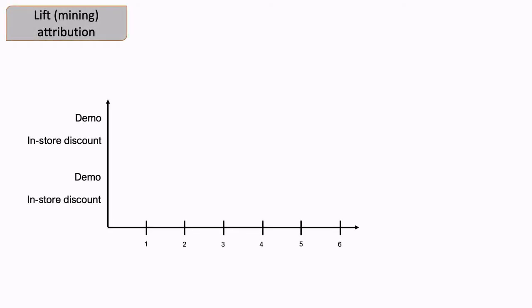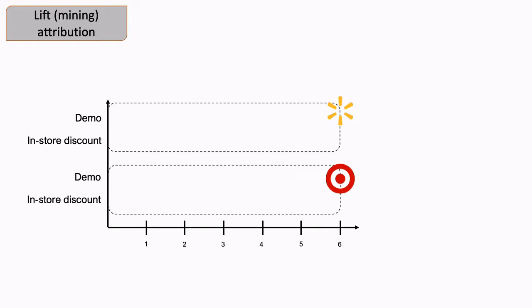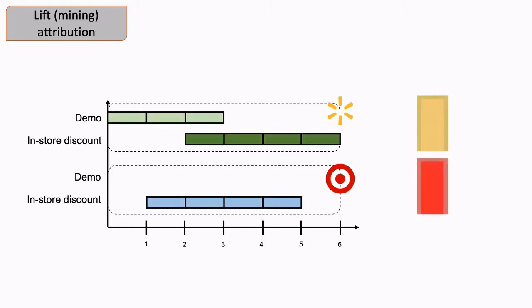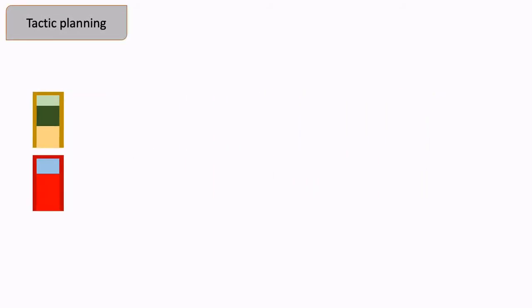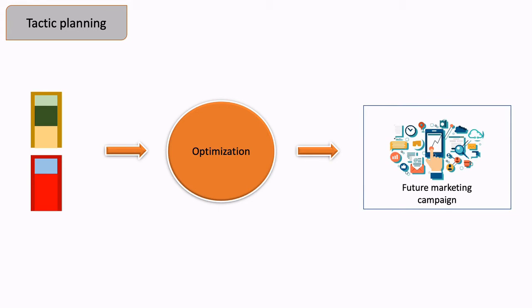Think about a brand that wants to design a marketing campaign over 6 weeks at Walmart and Target. What the brand sees from the historical observations is the actual marketing activities and their corresponding lift values. At Walmart, demo is applied for the first 3 weeks, and the in-store discount is executed for the last 4 weeks. What the brand needs to know is the lift breakdown, which is the fraction of total lift attributable to demo and in-store discount. This is the lift attribution step. Having the attributed lifts, planning for future campaigns can be done by optimization techniques.